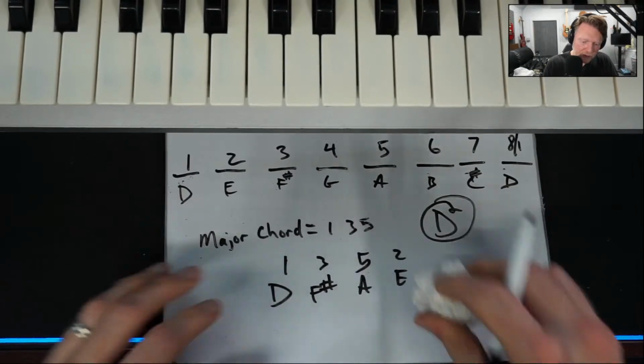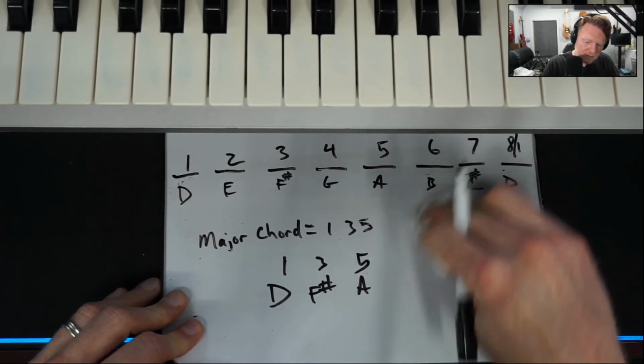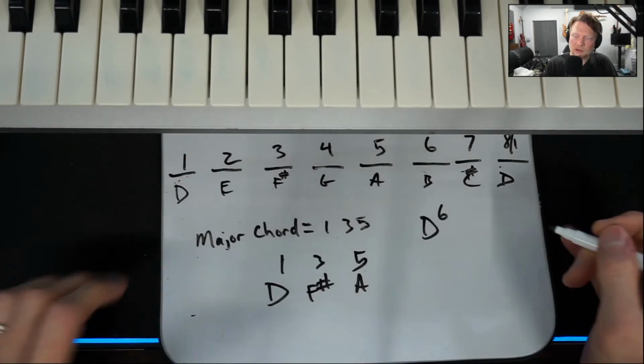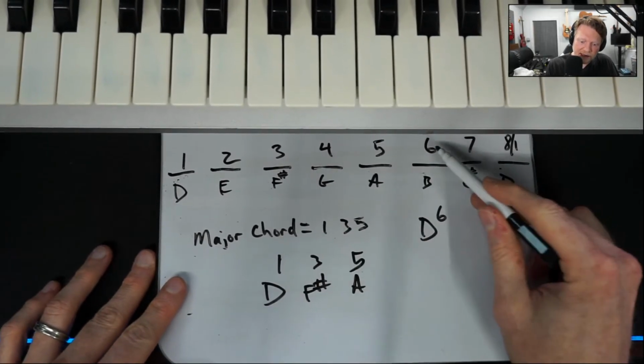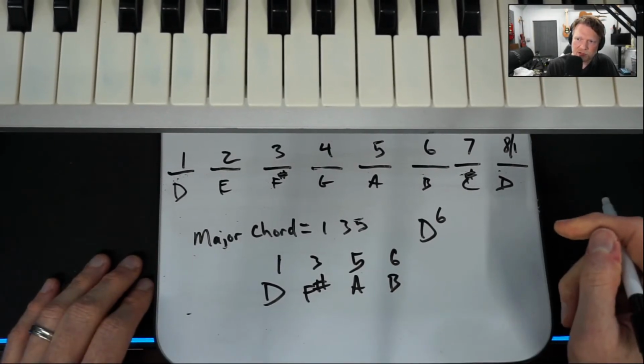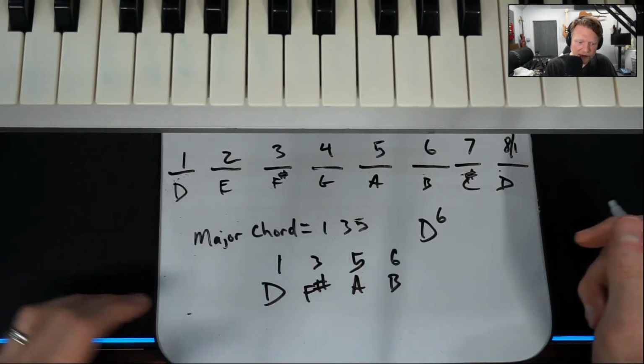Now if we were to play a D sixth chord, well, what in the world is the 6th? You're actually just adding in that 6th note right there. So our 6th, you're going to add a B into that as well. Hopefully that kind of makes sense.